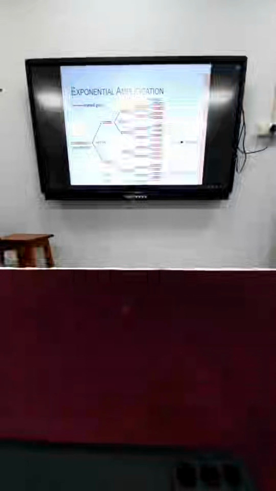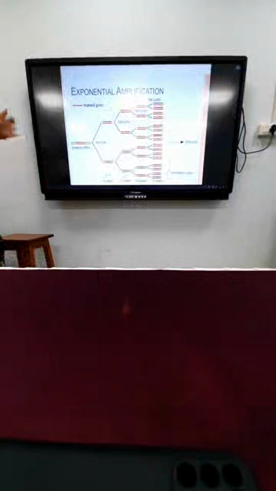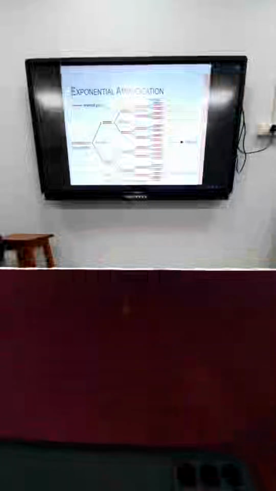The exponential amplification. First, the template DNA. This is the template DNA, the double-stranded DNA sequence. After one cycle, it will be 2. Then in the second cycle, 1, 2, 3, 4.